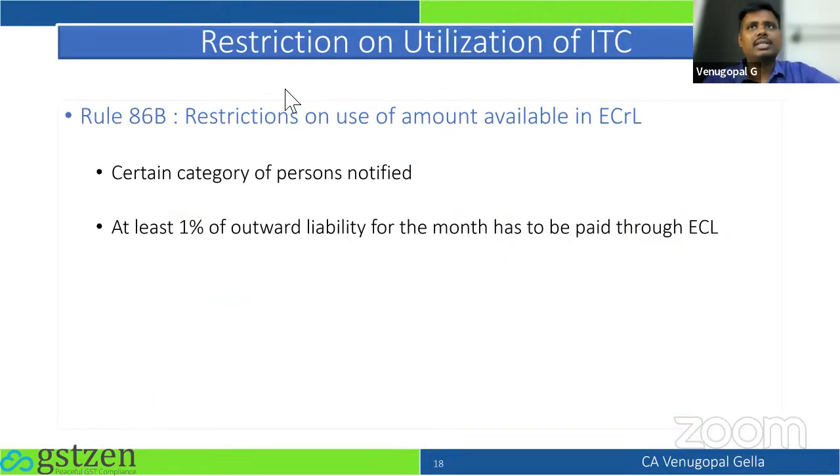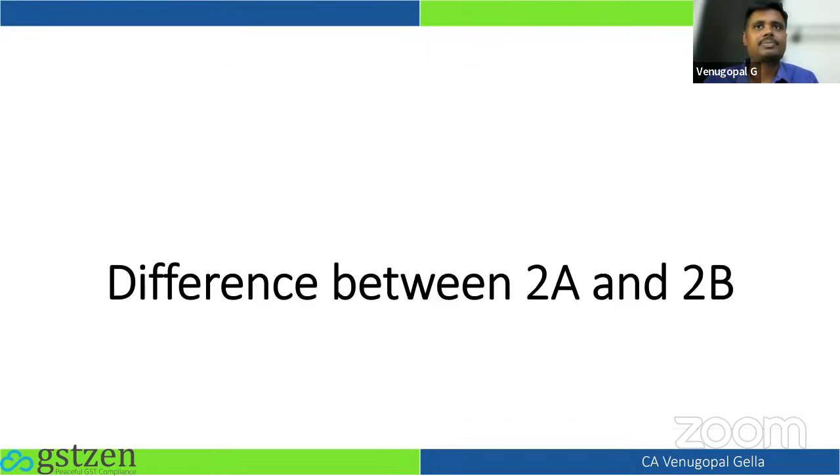Moving further, this is Rule 86B, which I have mentioned, which is a restriction on a category of notified persons. If it is a proprietor, etc., provided the income tax payment is less than a lakh, they are expected to pay at least 1% of the outward liability through the electronic cash ledger and not the credit ledger.